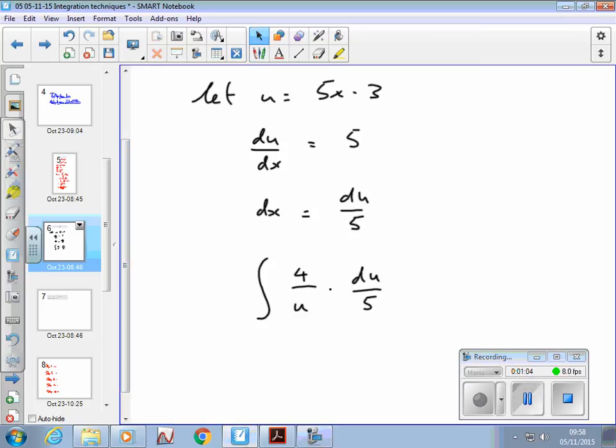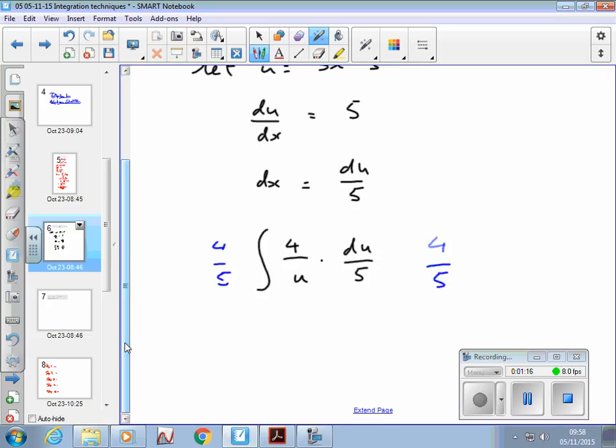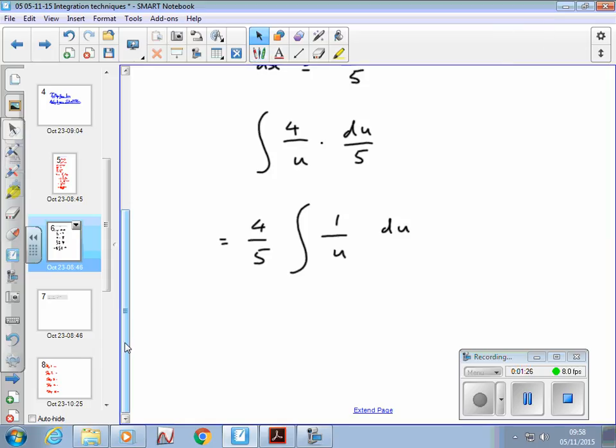4 over 5 can be written as 4/5 times 1. So I can take the 4/5 outside the integral, leaving me with a standard integral. So the next step would be 4/5 of the integral of 1 over u du. And now that looks like one of the standard integrals.